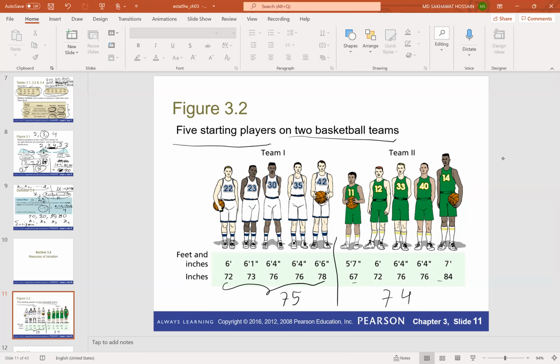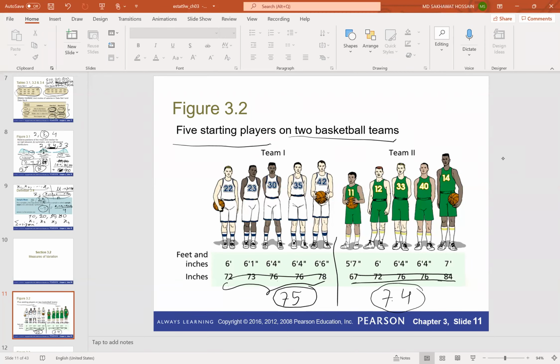If you are not given the data set, and you are just given the average height, then what information do we have? That means most of the players' heights are centered around 75, right? And here most of the players' heights are centered around 74. So if you are just given these two averages, you will assume that the players in the second team are shorter compared to the players in the first team, right?